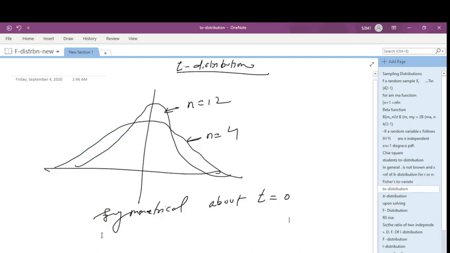And the t distribution, as we have seen, is symmetrical about t equals 0 because it spans from minus infinity to positive infinity. And you see, if the degree of freedom is more, it becomes more like a normal distribution, and if the degree of freedom is less, it becomes flatter, right? So this is how it looks. The pictures are not that great, I understand, so I apologize for it.